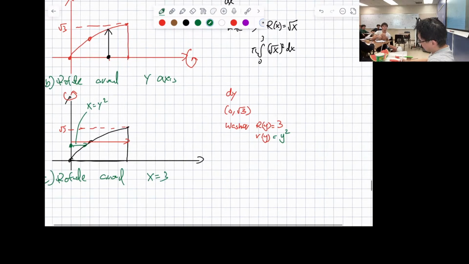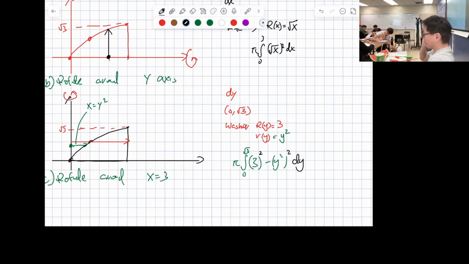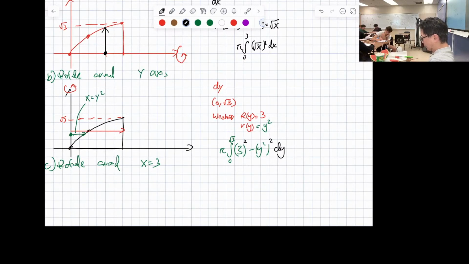So therefore, it's the integral from 0 to root 3. Don't forget pi. I already told you, if you forget pi, the AP exam will take your points. Pi times the integral of 3 minus y squared, in parentheses, and don't forget the square, because it matters. And that's it, you're done. So we found the volume of a bundt cake.